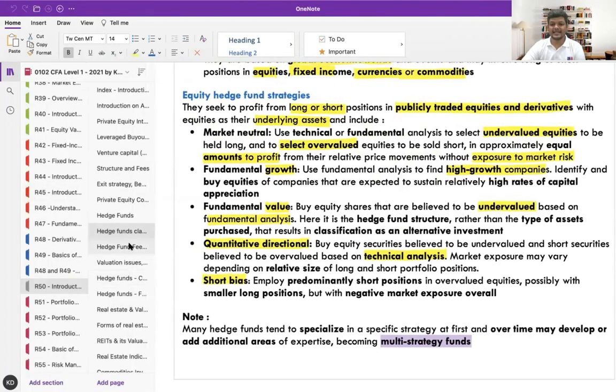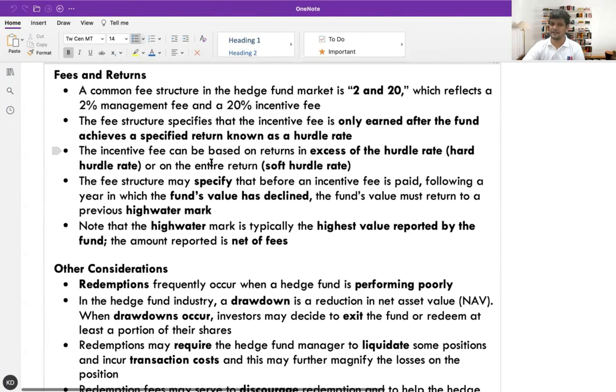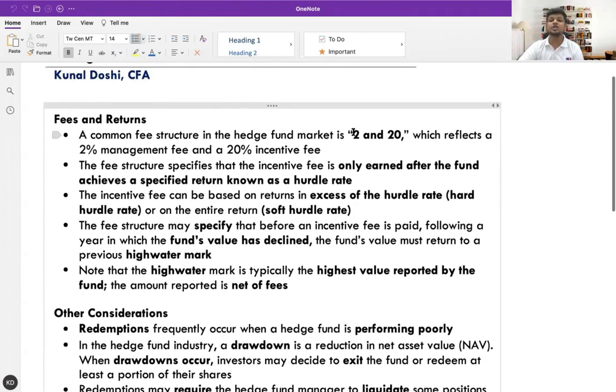Now, let's understand the fee structure of a hedge fund, which is very similar to private equity funds. But here it is more elaborate and more detailed. Now, the common fee structure for a hedge fund is 2 and 20. 2 is the fixed fee and 20 is the incentive. So 2 is the management fee and 20 is the incentive fee. Is that clear?